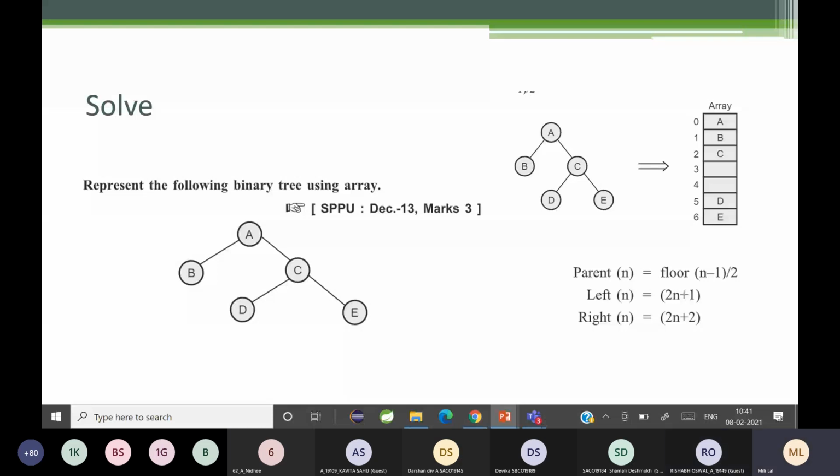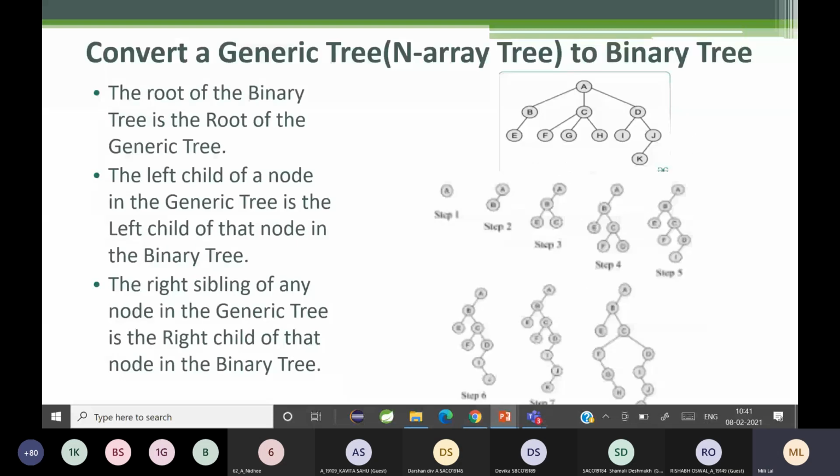Yes, ma'am. Okay, fine. So yes, now next topic is how to convert a generic tree or an n-ary tree to a binary tree. So what do you mean by a generic tree is, as I told you, a binary tree. Can you tell me the property of a binary tree? It has at most 2 child nodes, right? So in a generic tree, it is not necessary. A node can have any number of subtrees or any number of children.